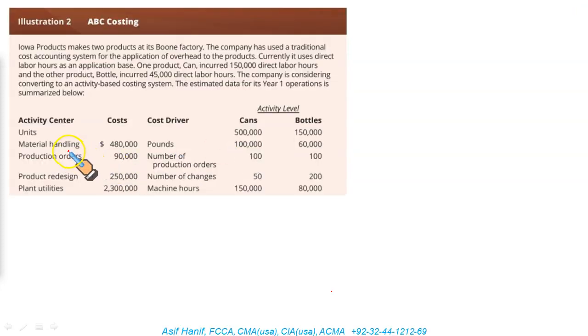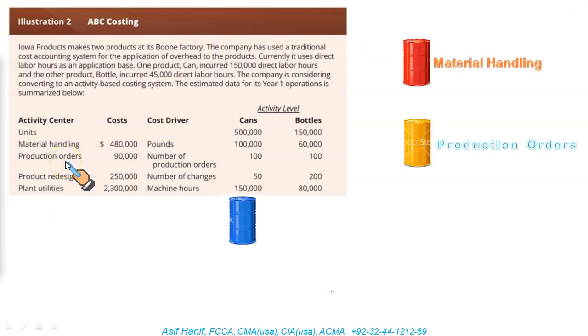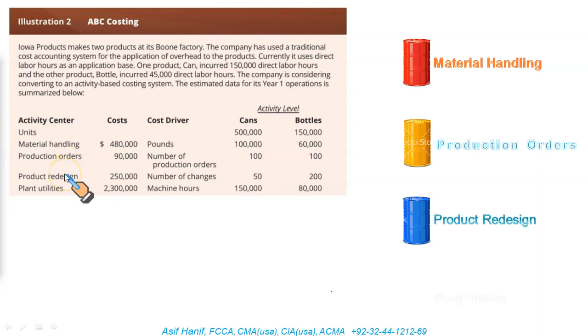So we have four cost pools: material handling, production orders, product redesign, and plant utilities. So these four cost pools will have four cost drivers. The material handling cost pool is driven by the number of pounds handled. Similarly, the production orders cost pool is driven by the number of production orders, product redesign by the number of changes, and the plant utilities by machine hours.